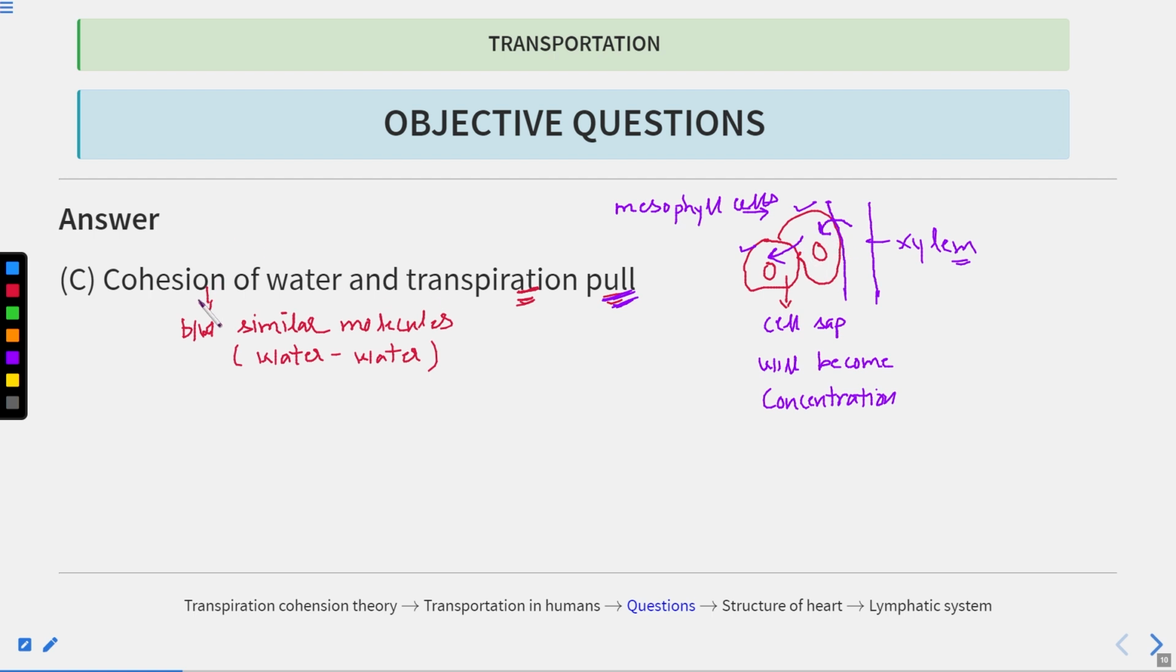Now I was talking about the cohesive force. There is another force known as adhesive force, also known as adhesion. So this force is between the dissimilar molecules such as water and the walls of the vessel. All right, clear? Now let's move on to the next question.